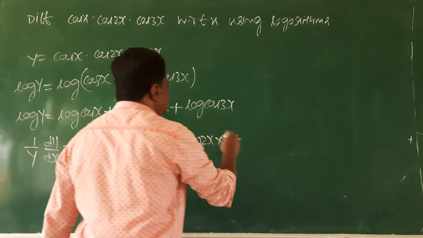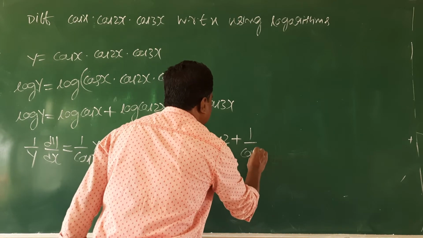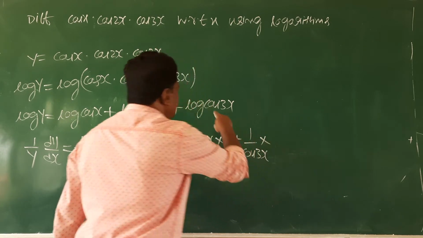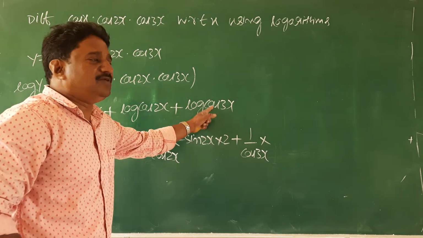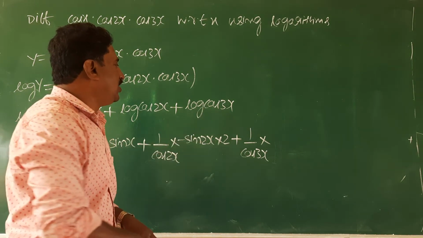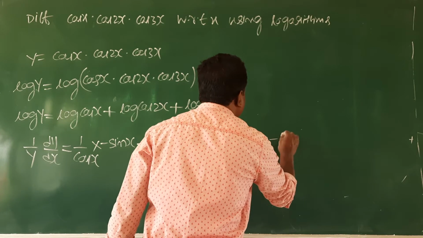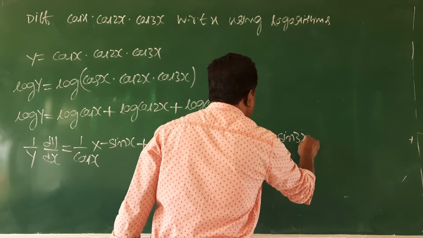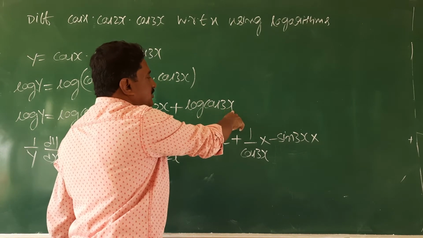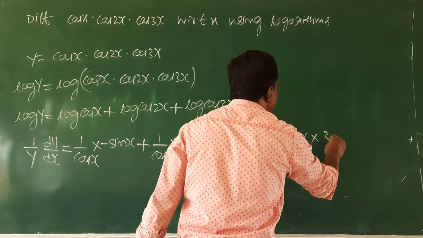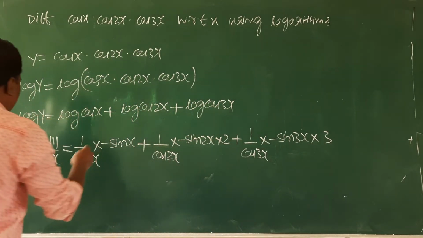So plus log. Differentiation of log is 1 by cos 3x. Go inside. Inside we have cos. Differentiation of cos is minus sin 3x. Still go inside, 3x. Differentiation of 3x is 3 into 1, it is 3. Send that y to the right side.